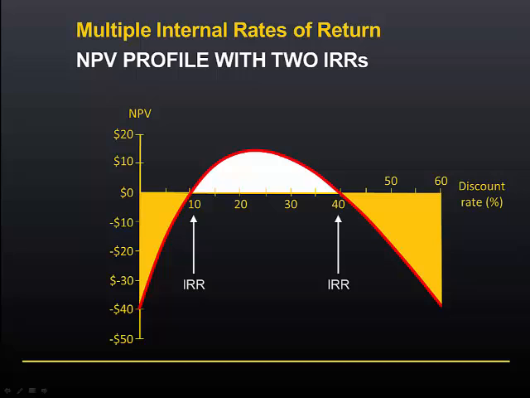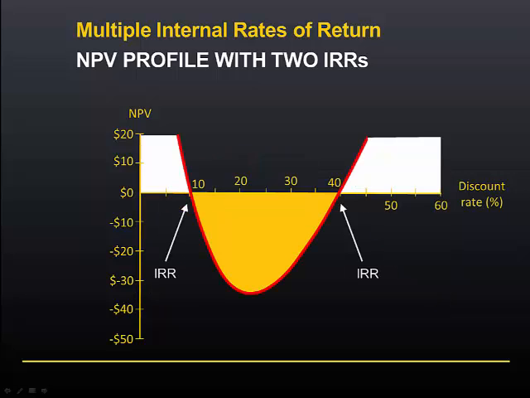It may be possible to determine mathematically that this project has two internal rates of return at 10% and 40%, but we can't necessarily conclude that for any cost of capital between these values, the project should be accepted. It's possible that an NPV profile could look like this. We have the same values for the internal rates of return, but now this project should be accepted if the cost of capital is less than 10% or greater than 40%.